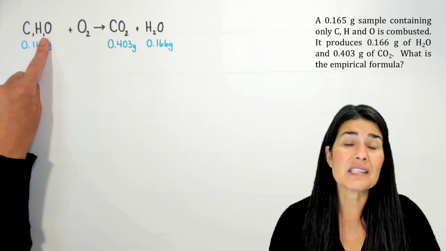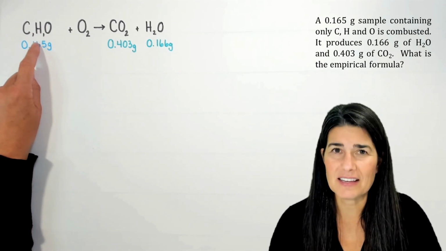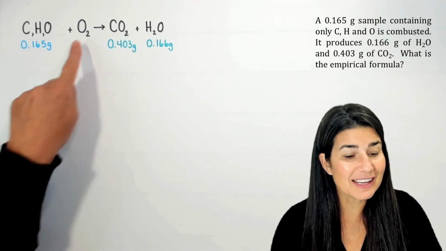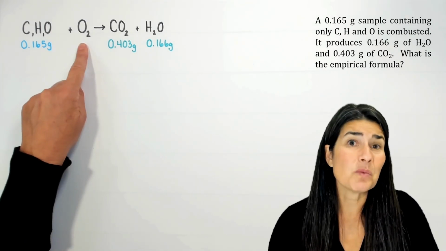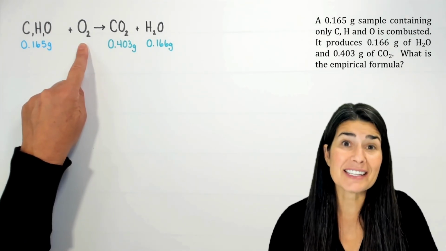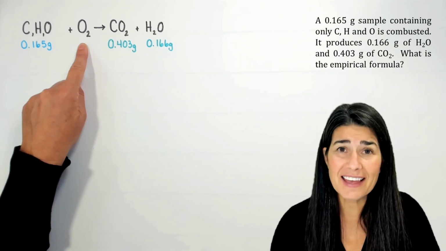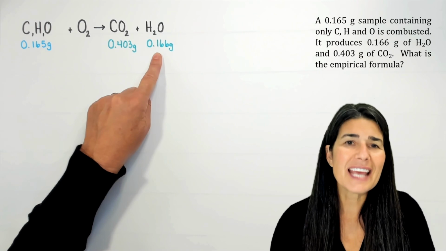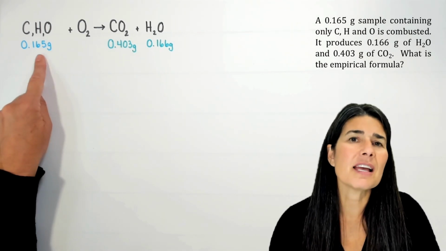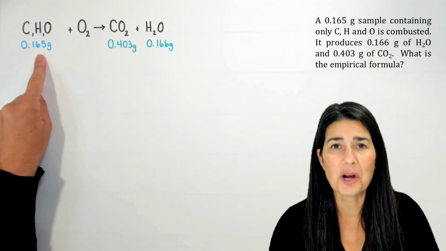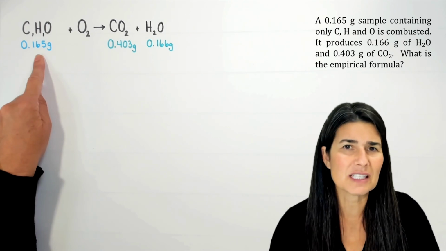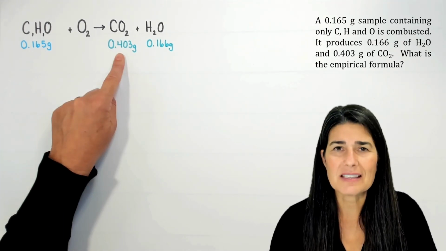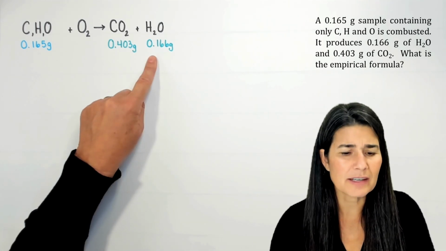Now, what we do with this hydrocarbon is we combust it. Remember, in order to burn a hydrocarbon, what we need is oxygen. And when we burn a hydrocarbon with excess oxygen, what we always get as our products are carbon dioxide and water. So we take some initial amount of our hydrocarbon, here it was 0.165 grams. We add oxygen, and then we get masses of carbon dioxide and water.